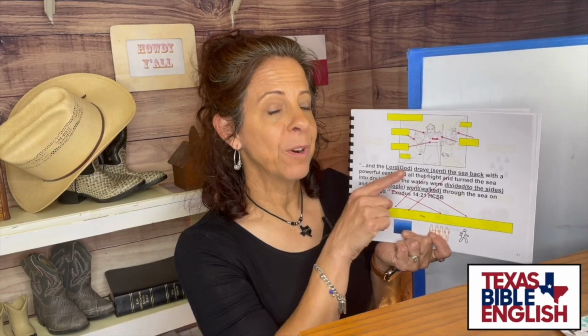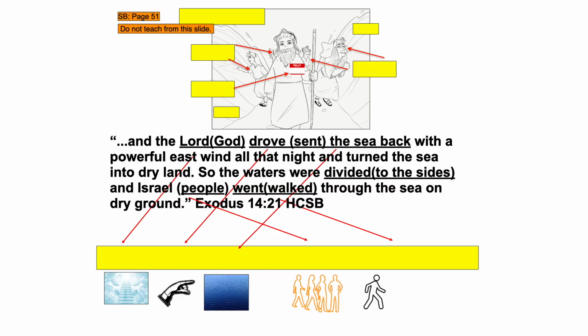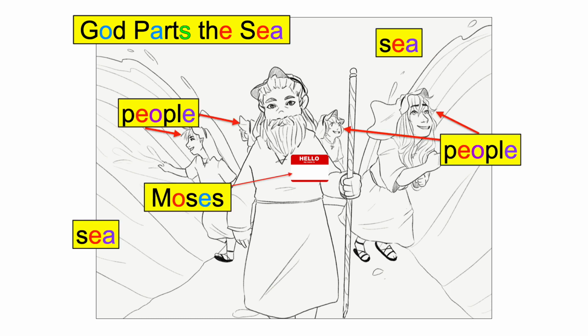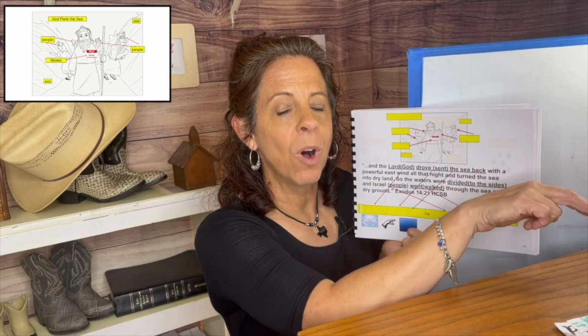Let's put the words that we've learned in the story. God parts the sea. People. God's people. Moses, the leader, name Moses, and the sea. The sea was pushed back to the side so the people could walk across.